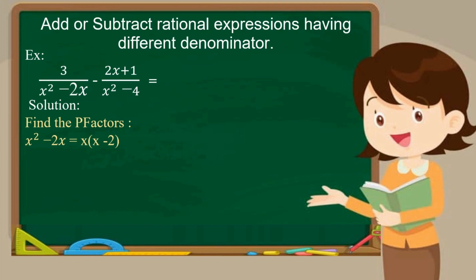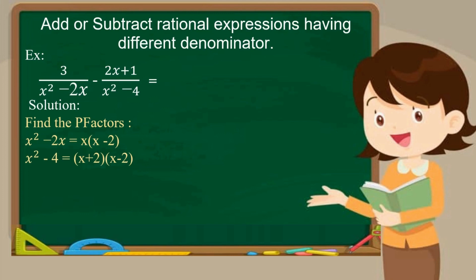Let's go to the second denominator, which is x squared minus 4. In here, makikita nyo na may special pattern dito. Ito yung difference of two squares. Pag makita mo, dalawang perfect squares ito. And you have the difference. So we can apply the technique that we have just studied in our previous module.